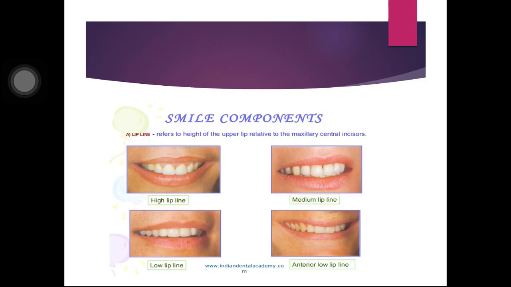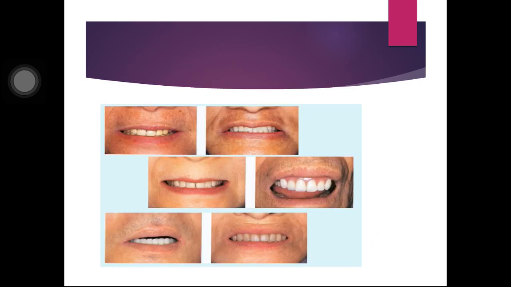A lip line is basically the height of the upper lip relative to the maxillary central incisors. We have a high lip line, a medium lip line, and a low lip line as the three different types. These can be different situations we can observe in natural dentitions.